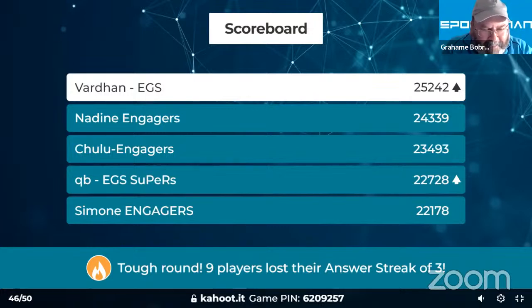We have 4 questions left. 47, 48, 49, and 50. Double swings on all of them. It could be very, very tight. I do see another Engagers player has hit the board, and without having to go into countbacks, this is going to make things extremely, extremely interesting. So, 4 questions to see how this thing is going to play out. Good luck, everybody. This is the tightest we've had in the history of these quizzes.